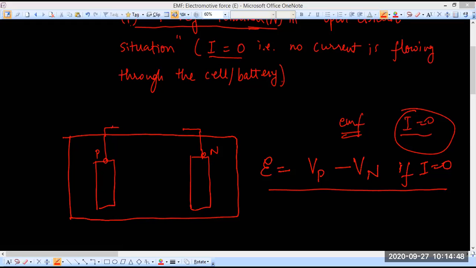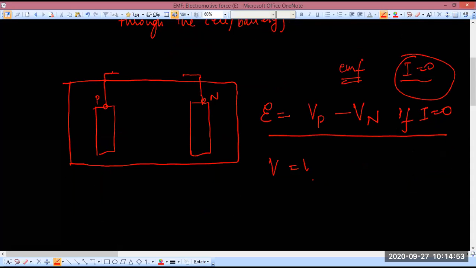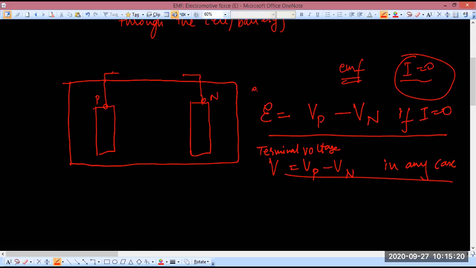All right. So how is it different from terminal voltage? Terminal voltage can be Vp minus Vn in any case. Remember this, everybody: V is equal to Vp minus Vn in any case. That is always true. But it is called epsilon or EMF only if current is not flowing. If current is flowing, you definitely call it terminal voltage. I hope that makes the difference very clear.